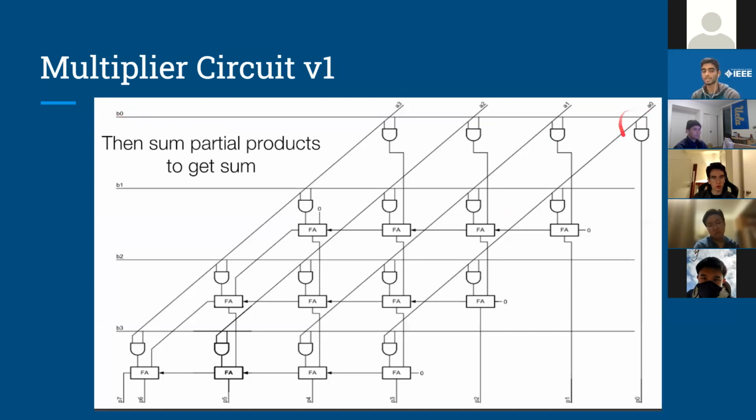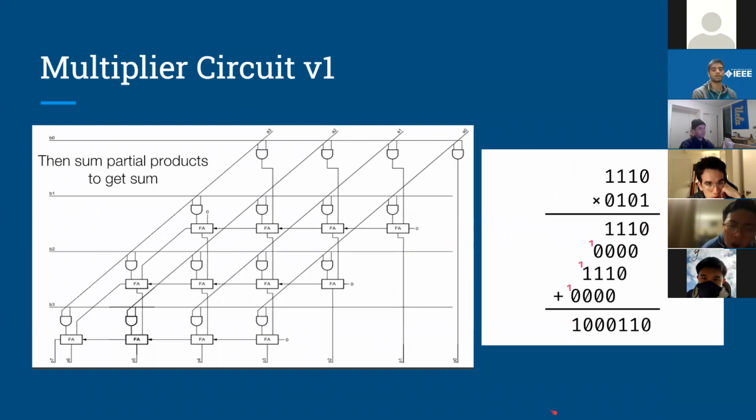So you'll see each line, like the B0 line, B1 line, B2 line, those are each feeding a bit of B and then multiplying that bit by every bit in A. Does that make sense? Wait, what does FA stand for? Those are full adders. It's a good question. Maybe go to the next slide and then it'll make more sense.